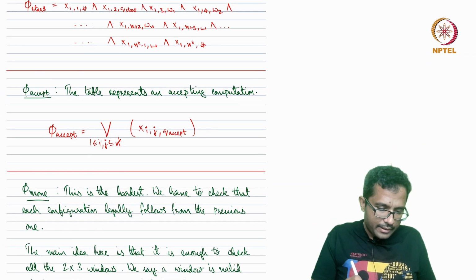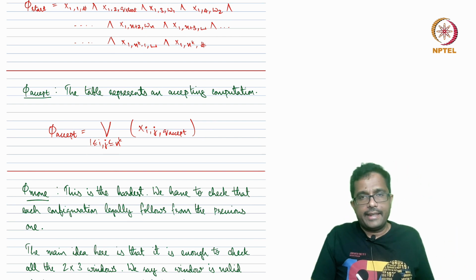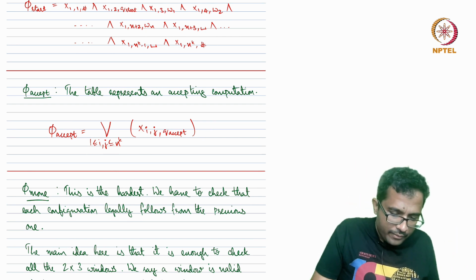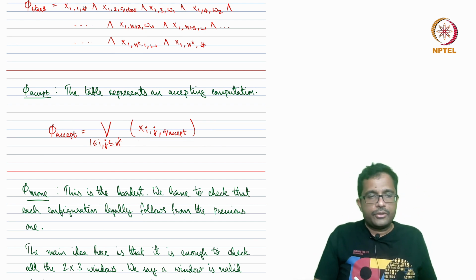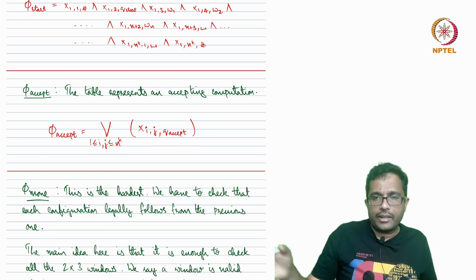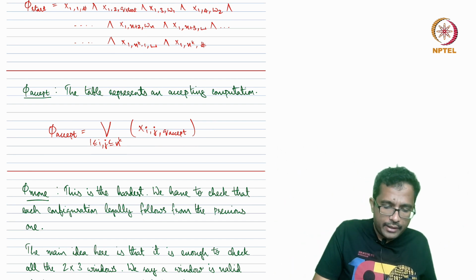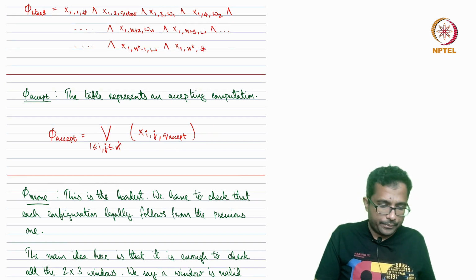Phi accept is an OR over all the possible i and j, and we are checking is any of them Q accept. So is Q accept anywhere in the computation? If it is there, that's it. We just need any of these anywhere in this table to have Q accept, and that will ensure that phi accept is true, right?